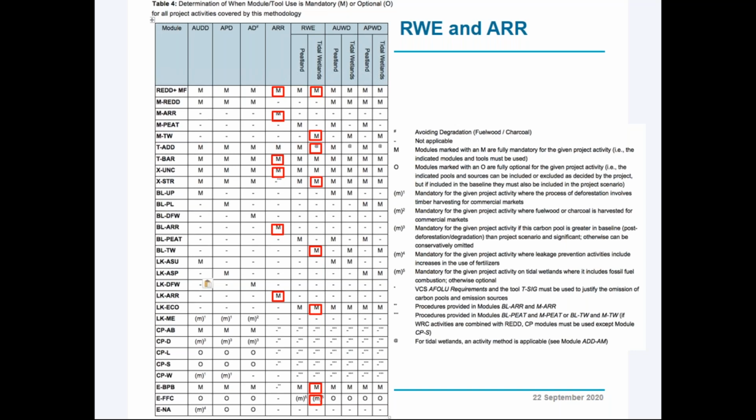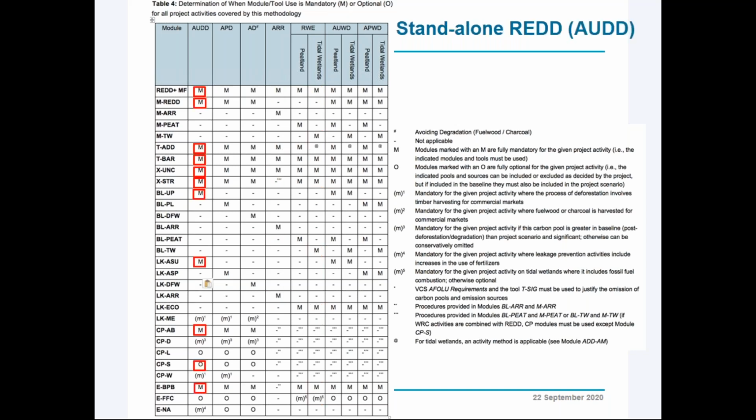But here you see that because you do a restoration project on tidal wetlands, the activity is deemed additional a priori. Next slide, please. These are the modules you would choose if you do a standalone REDD, for example, an avoided unplanned deforestation and degradation project, where you have a couple of tools and slides.